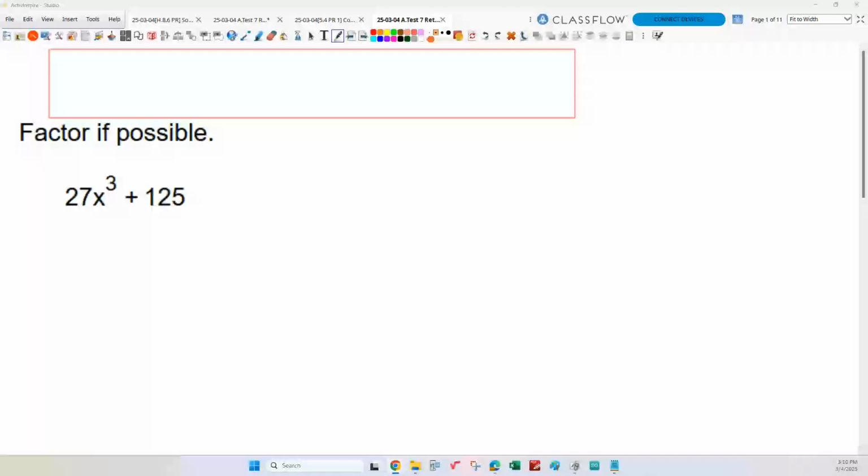Actually, this is not new material. This is our review for our test. The test is going to be on Thursday. It just works better to be on Thursday. So it'll be in class. You don't have to come in during advisory to do it.